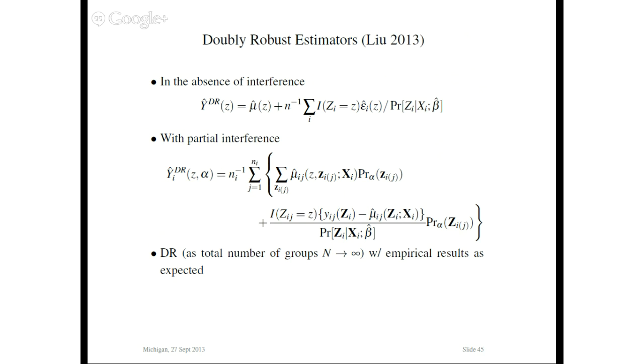Lan proposes this doubly robust estimator that basically takes the same form but allows for partial interference. So for individual J and group I, their contribution to the estimator has two parts. The first part is based on the outcome model. It's the predicted average outcome for individual J when they receive treatment Z, and their group gets allocation strategy alpha. And then the second piece is that inverse probability weighted piece by the estimated group level propensity score, which will correct for the bias in the first piece if your outcome model is incorrect, provided the propensity score model is correct. And she's shown, we've proved, that this is a doubly robust estimator as the number of groups goes large. So again, you get the right answer provided at least one of your two models is correct.